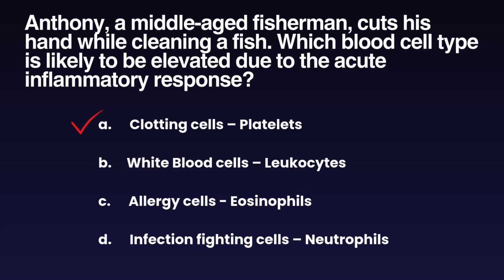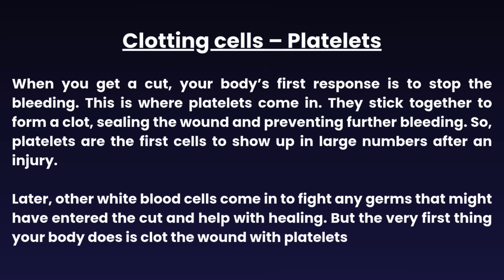Correct answer. A. Clotting cells, platelets. When you get a cut, your body's first response is to stop the bleeding. This is where platelets come in. They stick together to form a clot, sealing the wound and preventing further bleeding. So, platelets are the first cells to show up in large numbers after an injury. Later, other white blood cells come in to fight any germs that might have entered the cut and help with healing. But the very first thing your body does is clot the wound with platelets.